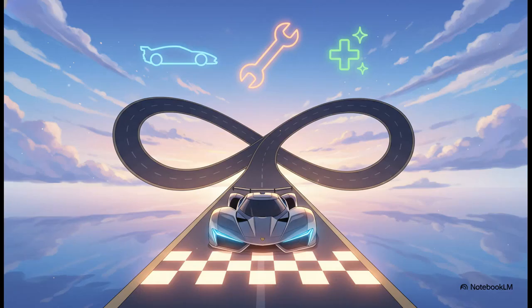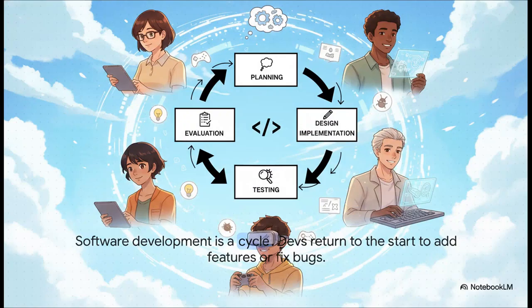But here's the big secret of software development. The finish line is also a starting line. A developer's work is never really done. The quest just keeps going, even after the game is out in the world. And that's because software development is a cycle. After evaluating, developers often go right back to the planning phase. Maybe they're designing new features, adding new tracks, or fixing bugs that players have found. It's a continuous loop of creation and improvement.